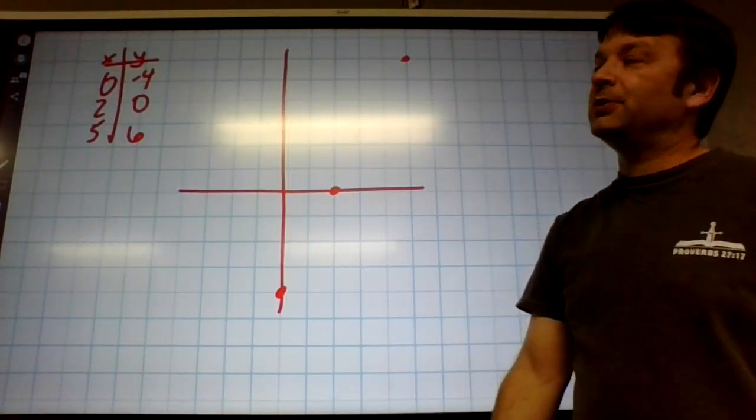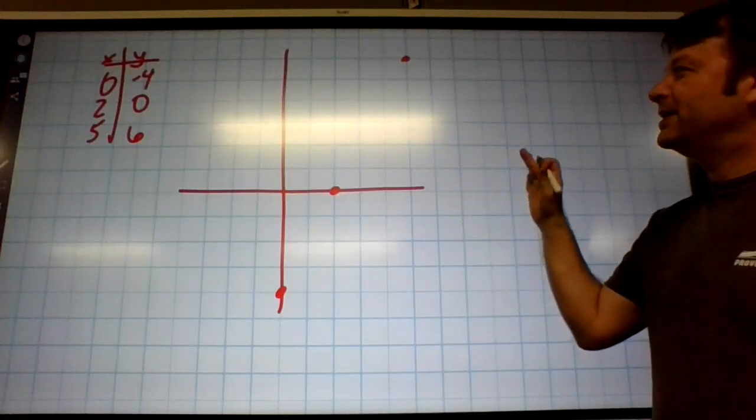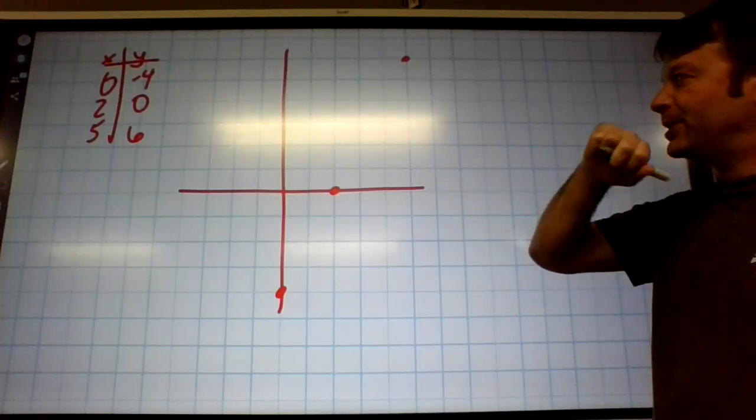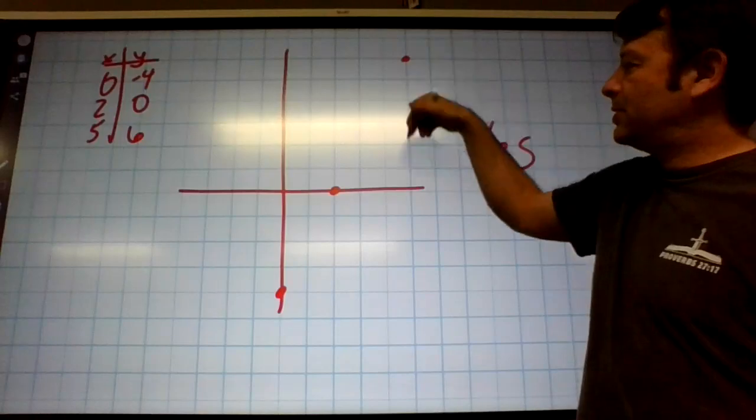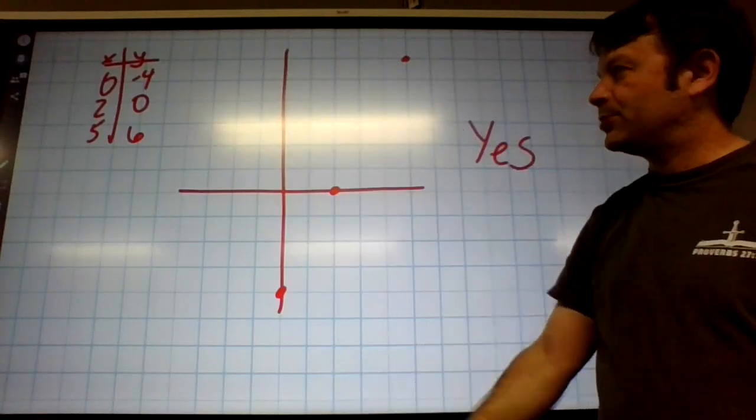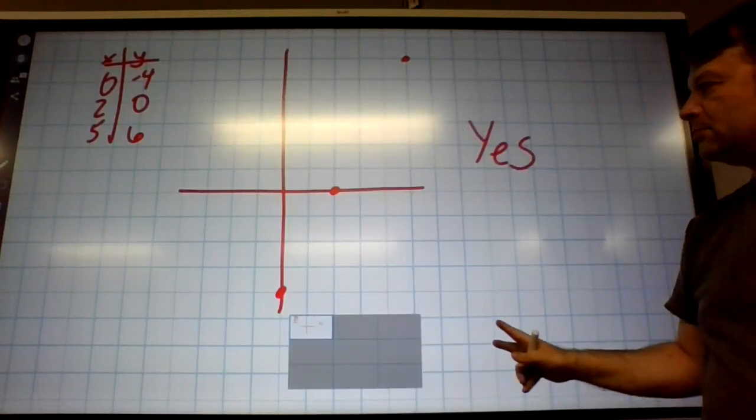Oh, is it a function, right? Don't forget that, because that'd be some easy points you're throwing away. Is it a function? Yeah, it passes the vertical line test. Anywhere you draw a vertical line, it only hits once, at most.